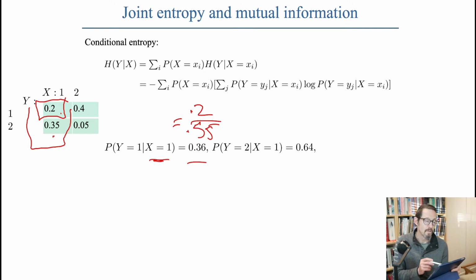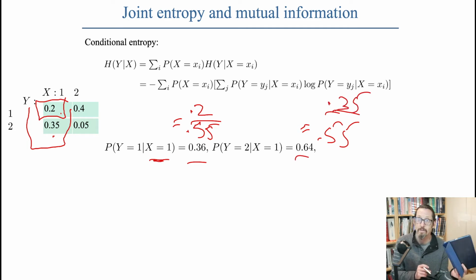Okay? So the probability that y is equal to 2 given x is equal to 1 is also going to be over 0.55 because it's in the same column, but the numerator is going to be 0.35. Okay, and apparently that's 0.64. All right, so these are the conditional probabilities built from this truth table.